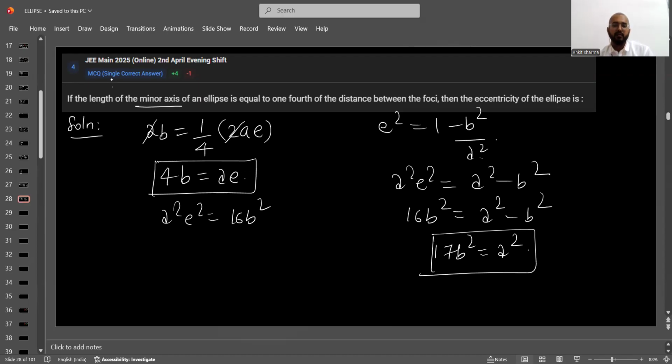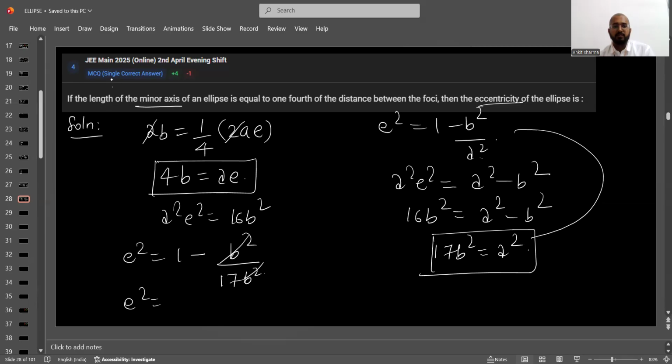Now we need to get the eccentricity. There is no information available, no problem. I can just plug in this one here because anyway we want the eccentricity. So E square is equal to 1 minus B square over A square, and A square is 17B square. So I can write down here 17B square. So this B square and B square get cancelled. So E square is basically 17 minus 1, 16 by 17. So E is equal to 4 over root 17. This gives me the eccentricity.